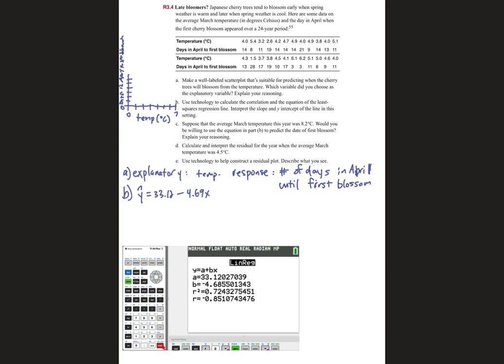So in context, you'll say for each decrease in degrees Celsius, the days in April to first blossom decreases by 4.69 days.